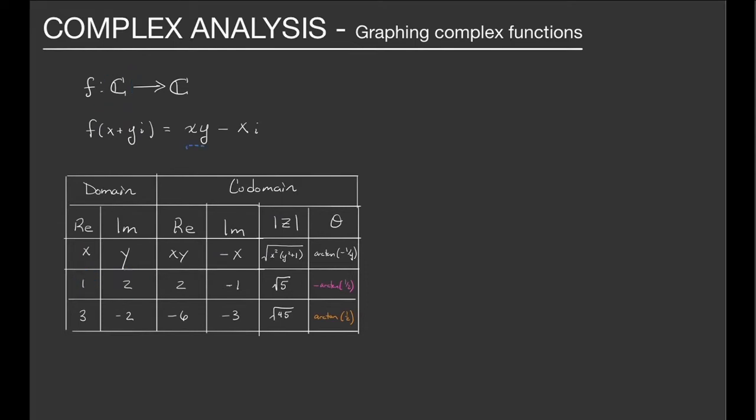That will get mapped to via this formula. 1 times 2, because that's x times y, gives us 2. That's the real part of the number this complex number gets mapped to. The imaginary part is correspondingly -1. The modulus is going to be √5, and the angle is going to look like so.